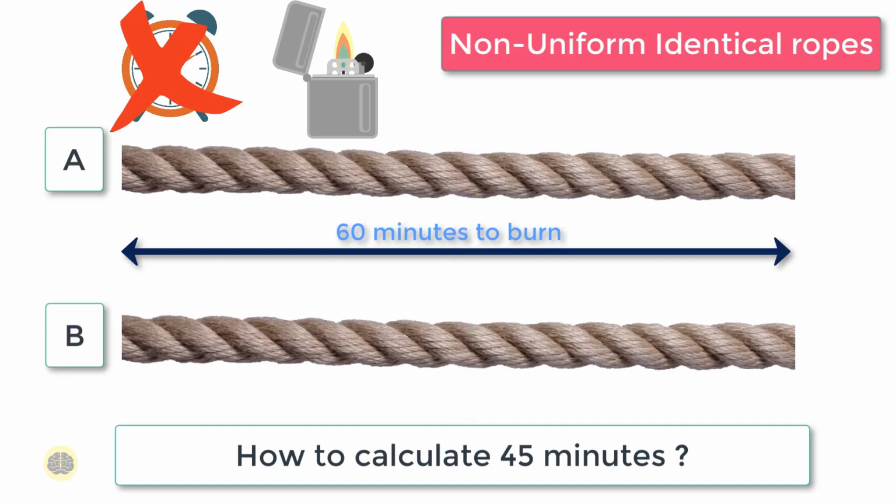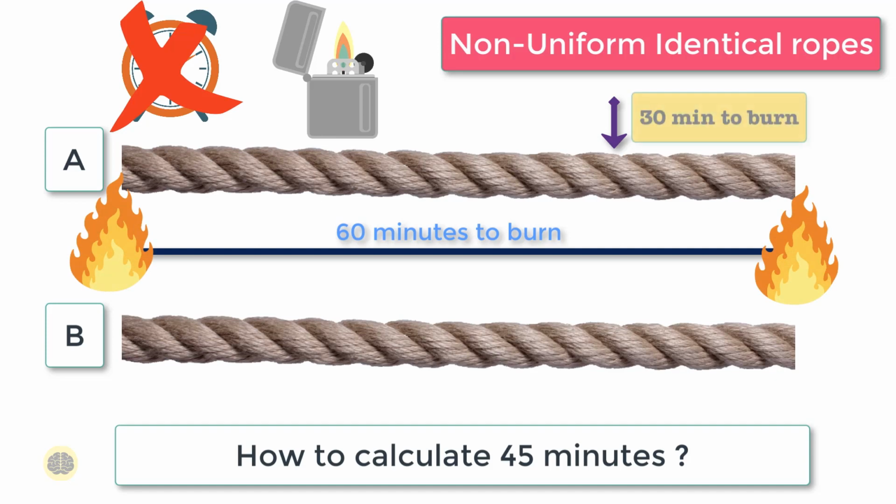So in order to calculate 30 minutes, you only need one rope. What you can do is burn the rope from both ends. It will take the rope 30 minutes to burn completely. Even though it is non-uniform, if you burn both sides, it's definitely going to take 30 minutes, because the composition does not matter since you are not burning the rope from one side.